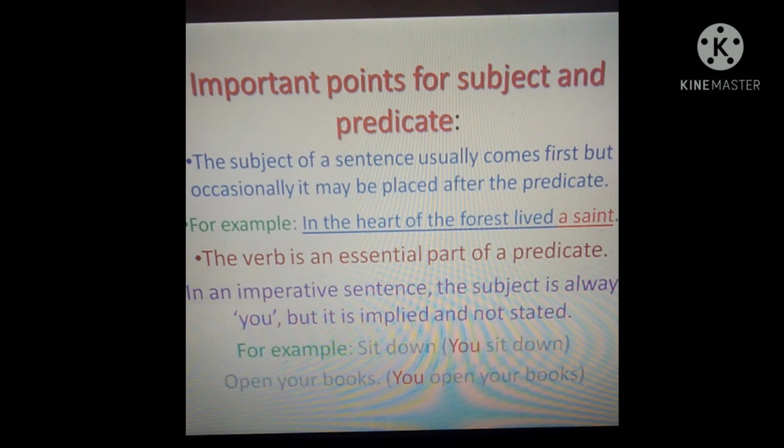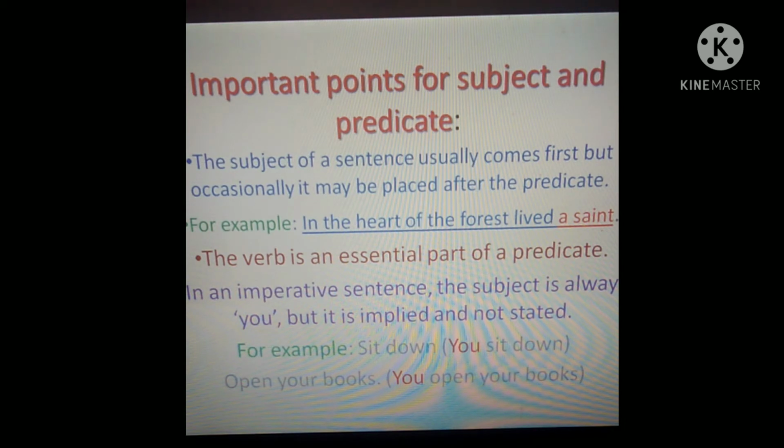Second, the verb is an essential part of a predicate. You can see the verb. What is the verb in the above sentence? That is lived. The predicate should have a verb.